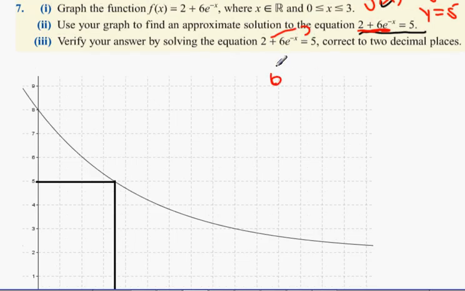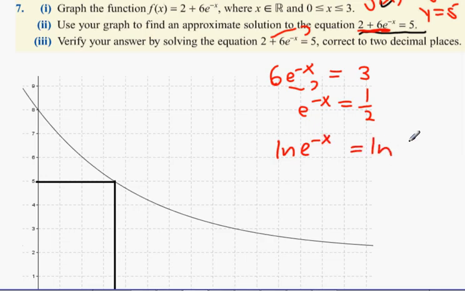Part 3, verify your answer. Bring the 2 over the other side. We're going to get 6 e to the minus x equals 3. e to the minus x will equal a half when we divide by 6. ln both sides. ln e to the minus x equals ln a half.